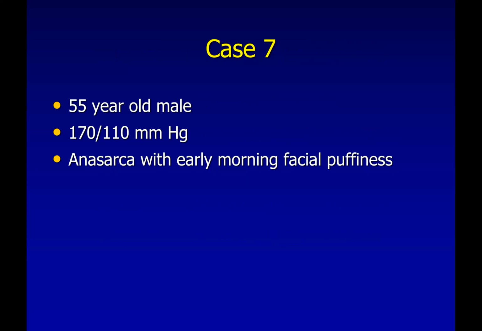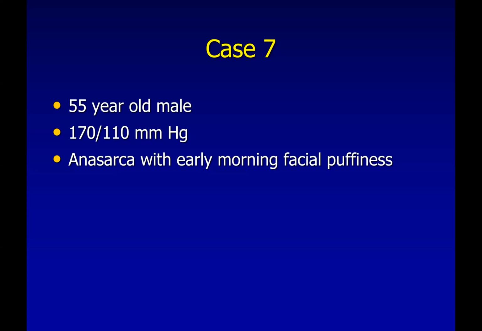So this is case 7. Again, a 55-year-old male. This is probably the last leg of my slide set. Blood pressure 170 by 110 millimeter of mercury, and this patient presents to you with anasarca with early morning facial puffiness. So now this patient has severe hypertension, and on top of it, this patient has edema also, with a characteristic early morning facial puffiness, which we all understand is suggestive of renal involvement. So such a high blood pressure with anasarca probably indicates that there is some other etiology also.